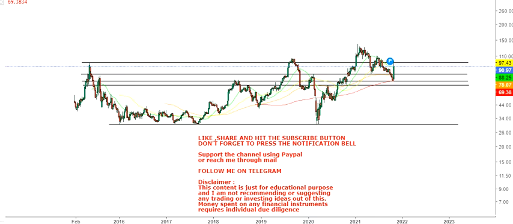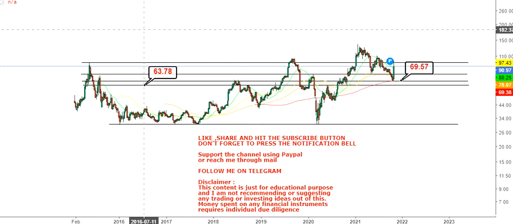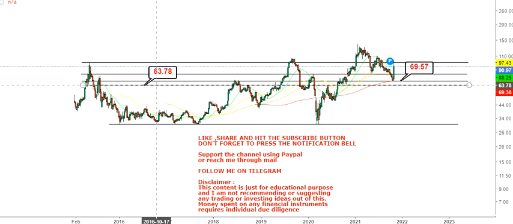So the levels that you are going to look at here are 69.57 and 63.78. So this is the range one should consider as your stop loss. Don't go below these two levels on the downside.